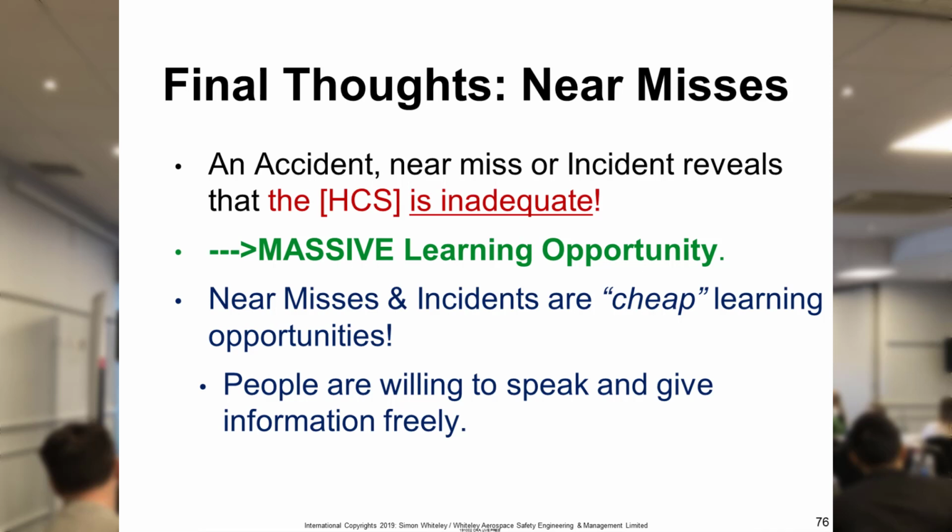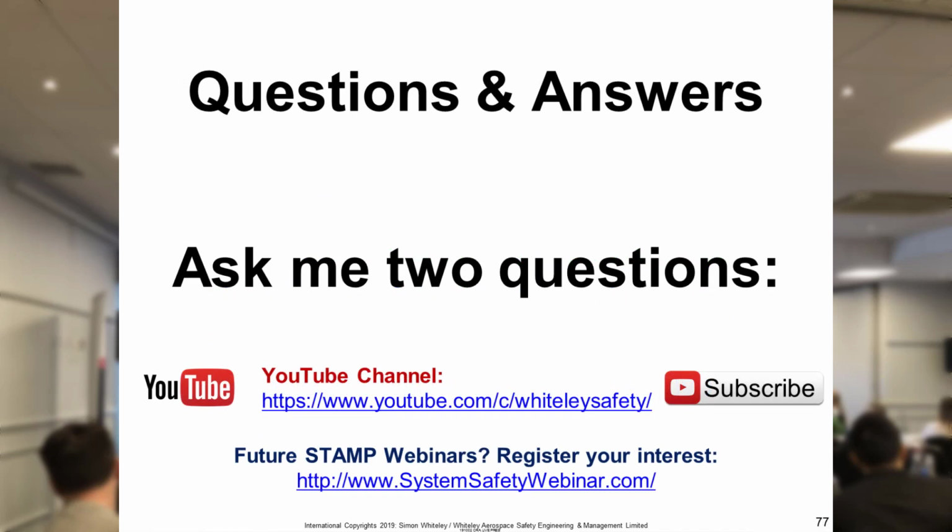So final slide, final thoughts. Now this is about near misses. If you have any near misses or incidents, because we don't have many accidents nowadays to be fair, it's an indication that the control structure is inadequate in some shape or form. And essentially this is a massive learning opportunity. If you do have a near miss or an incident, it's a cheap learning opportunity because nobody's died and people are more likely to want to talk to you and give you valuable information. So my recommendation is to have a go with CAST accident analysis and see where you get to. And that's it. Any questions?